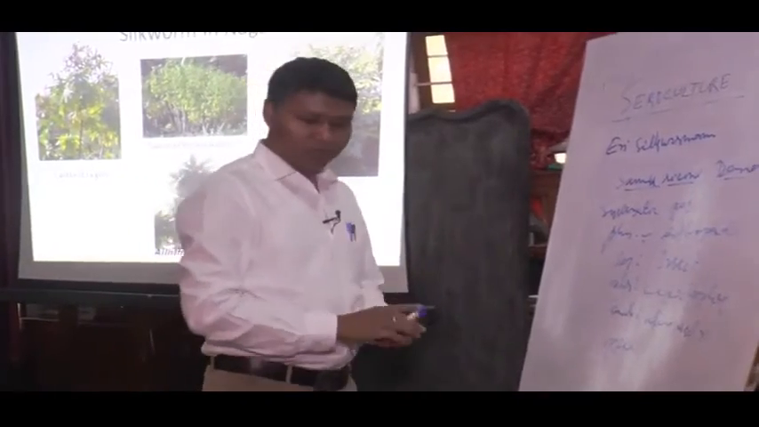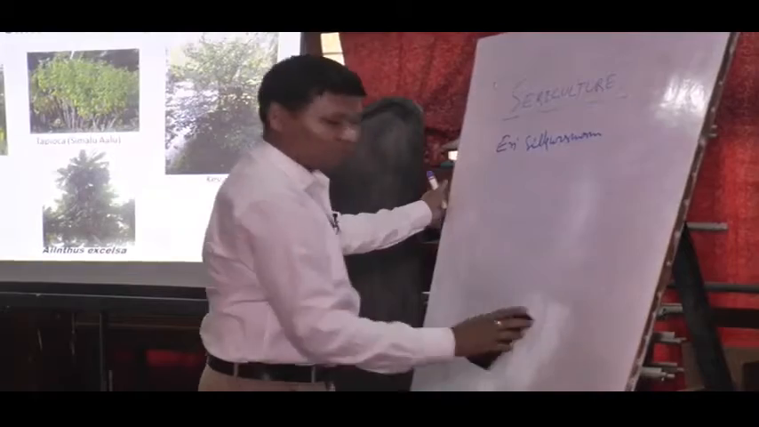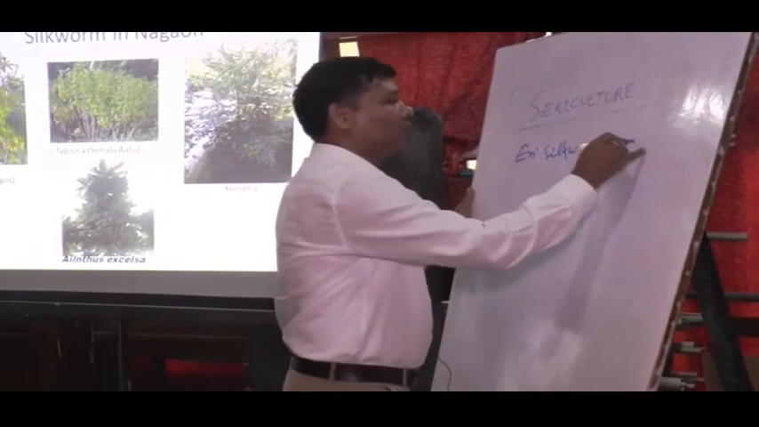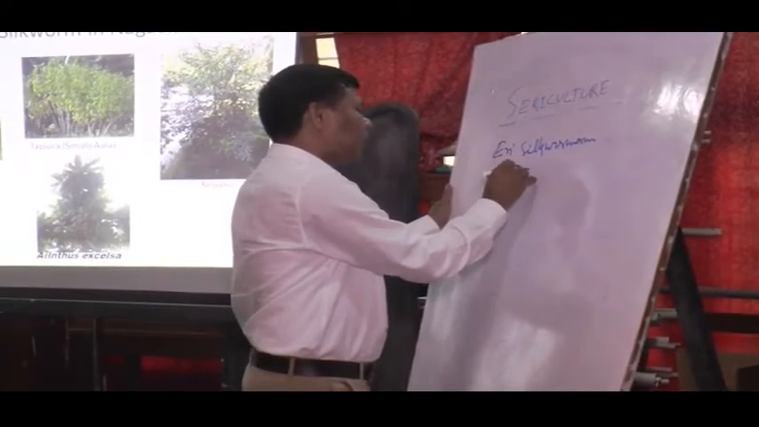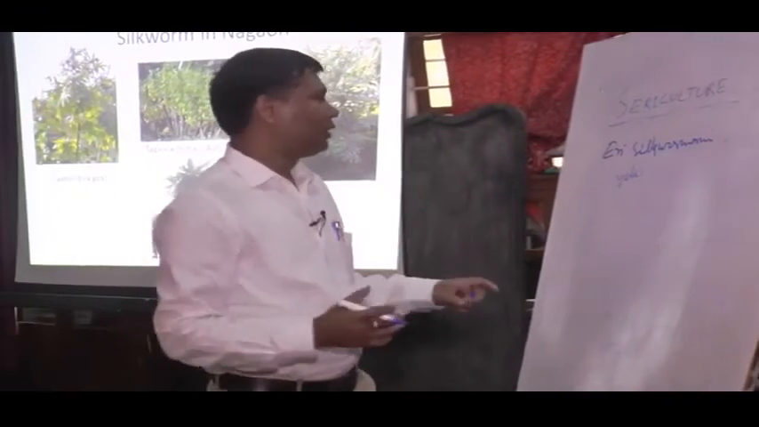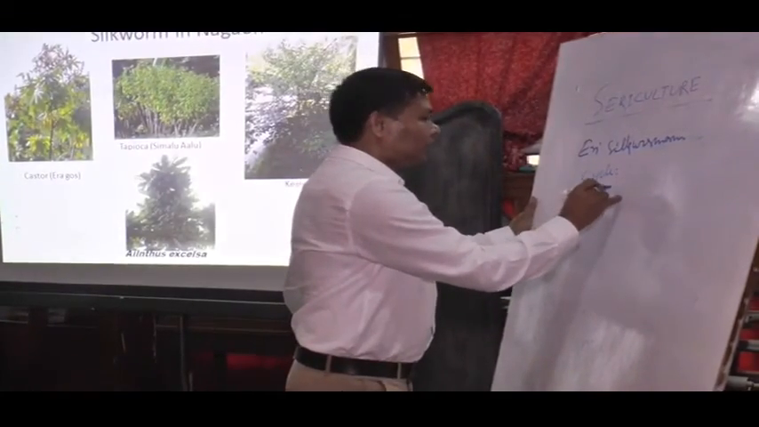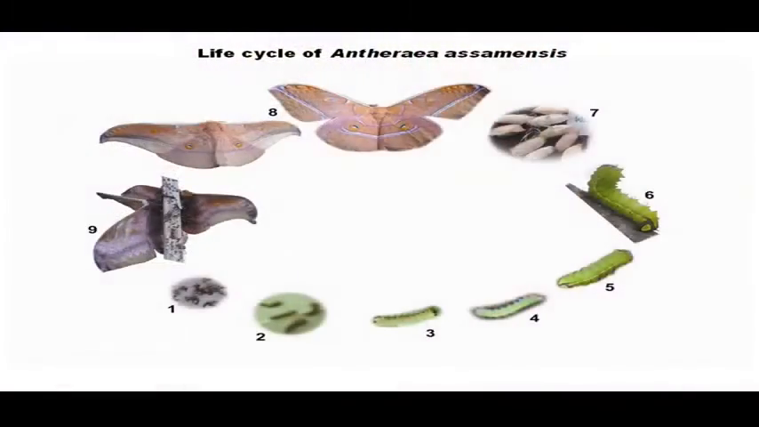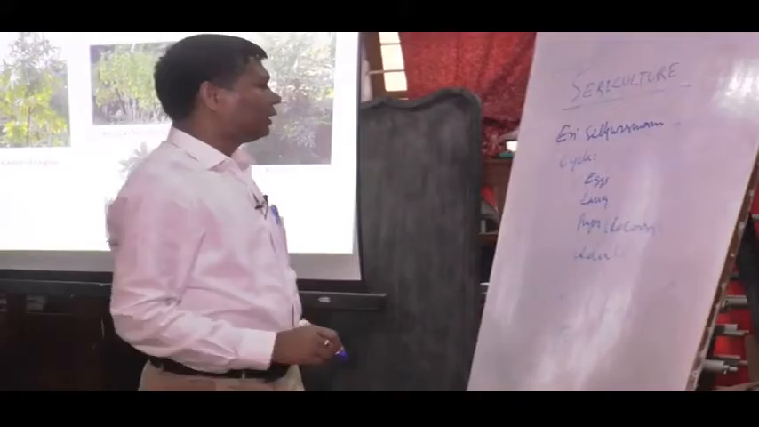So according to our syllabus, we have to discuss the life history or life cycle of Eri silkworm. Like other lepidopteran insects or butterflies, the Eri life cycle also completes in eggs, larva, pupa inside the cocoon, and adult. So four stages are there.